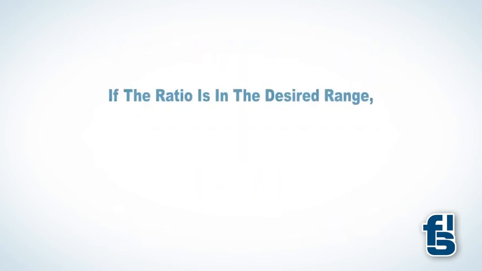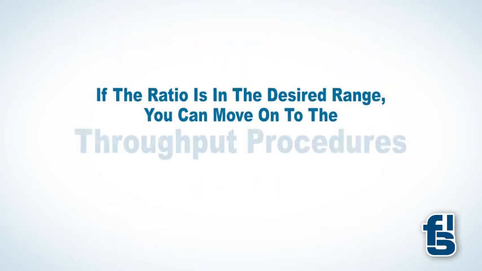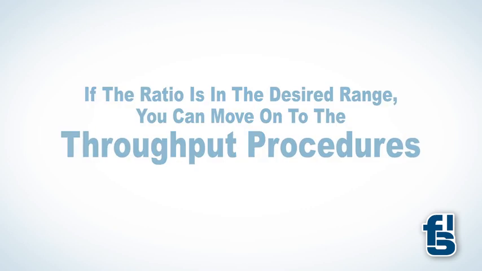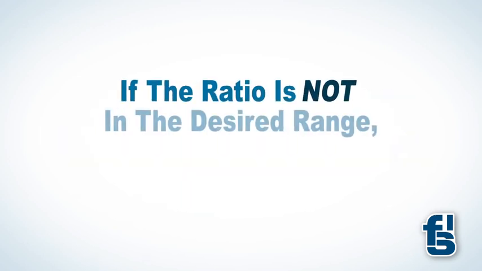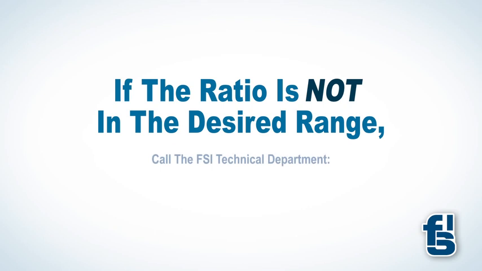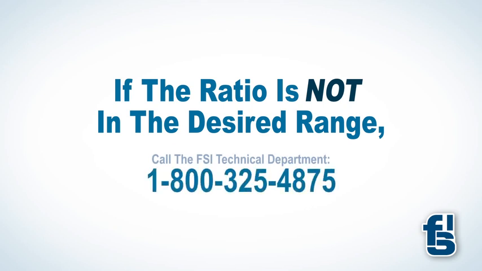If the ratio is in the desired range, you can move on to the throughput procedures. But if the ratio is not in the desired range, call the FSI Technical Service Department. Adjustments may be necessary.